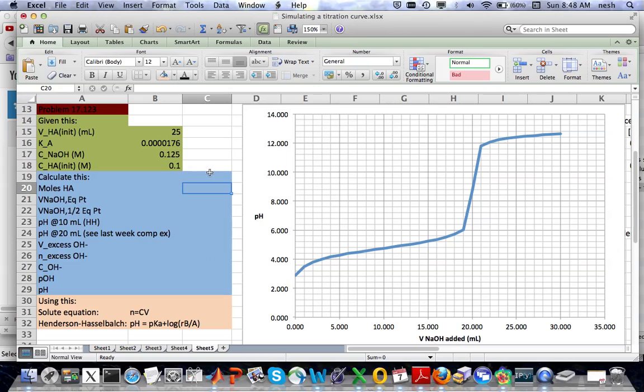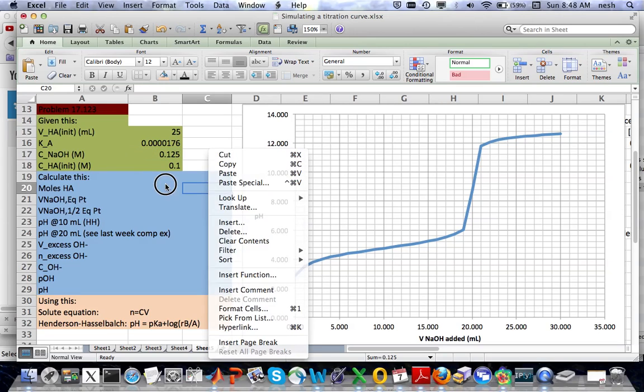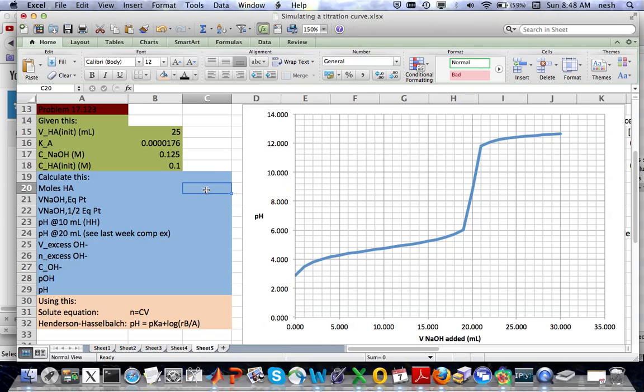To do that, we're given this information. We have 25 mL of the analyte, with a concentration of 0.1 molar, and we're titrating with 0.125 molar titrant, sodium hydroxide. Quite often the first task is to calculate how many moles of analyte we have.